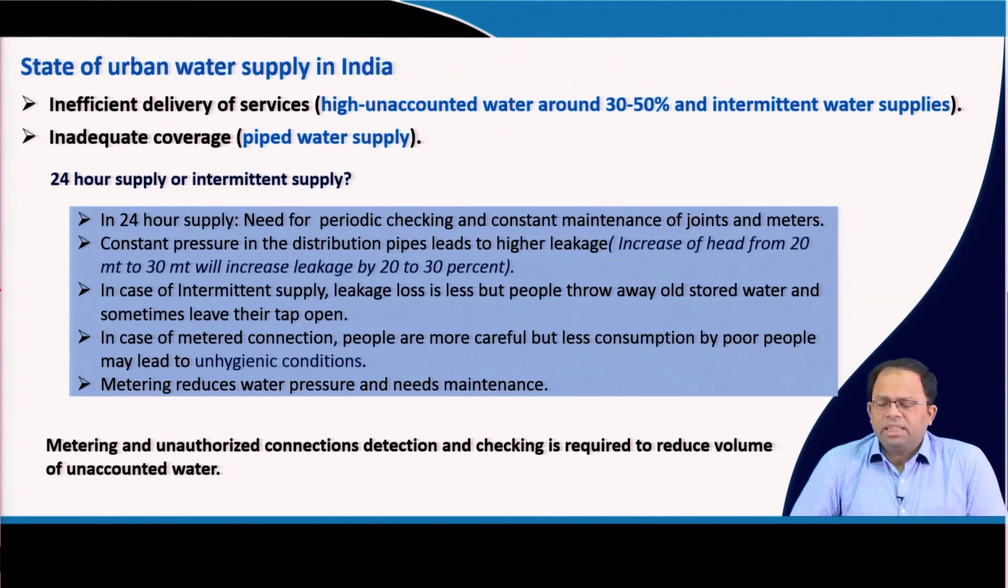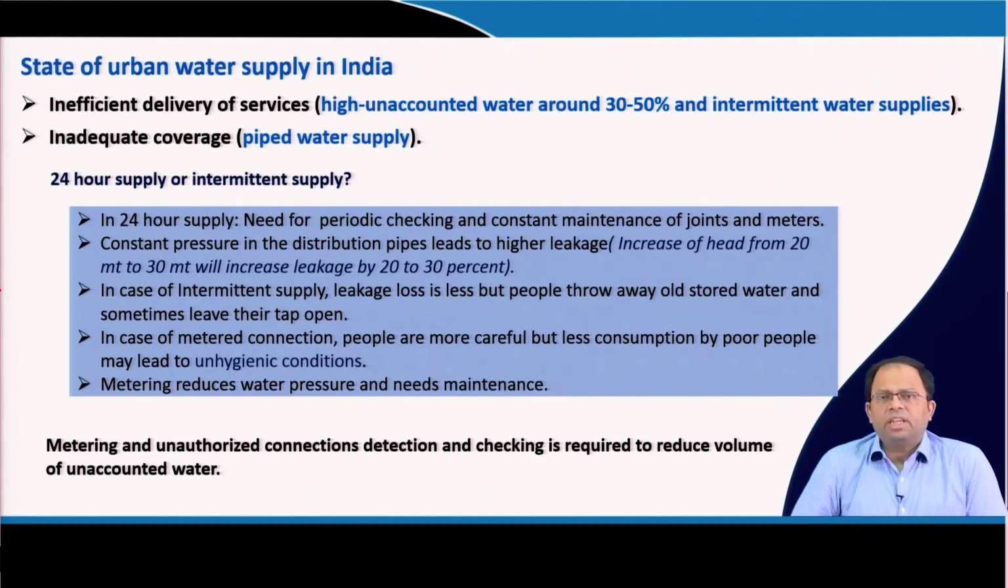Now, when we talk about intermittent water supply and continuous or 24-hour supply, in a developing or poor country we really have to be very careful about which method to adopt. Sometimes we say that 24-hour supply is obviously better, but there are some pros and cons to both. For example, in case of 24-hour supply, we need to periodically check that all the joints and meters are proper and not leaking, which is not required to that extent in an intermittent supply.